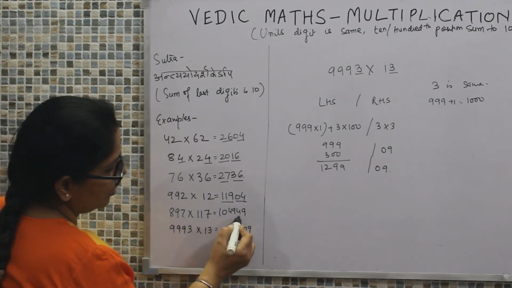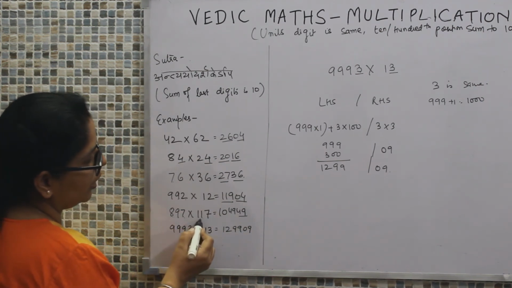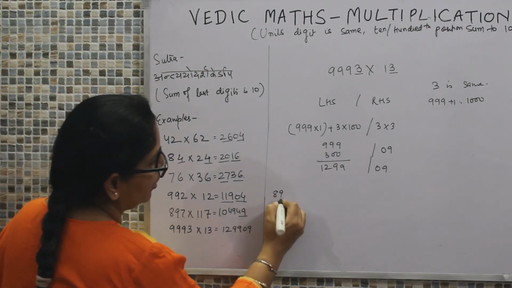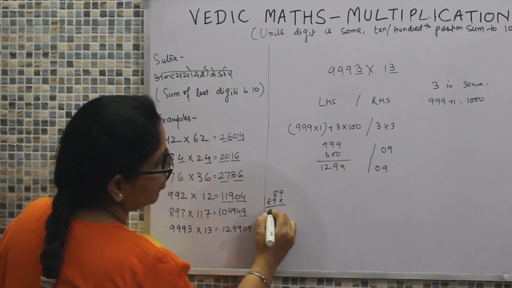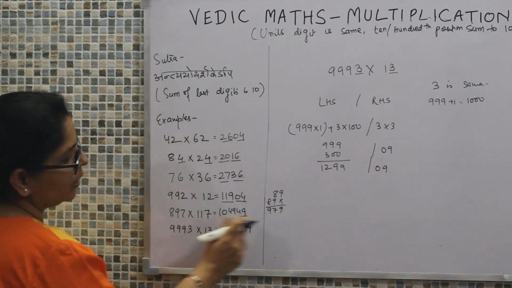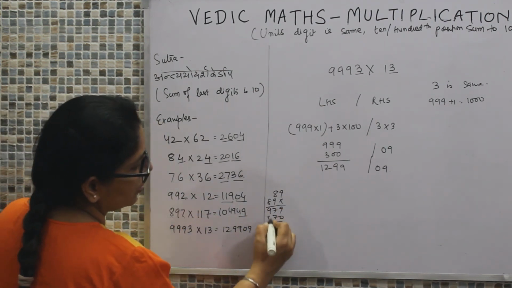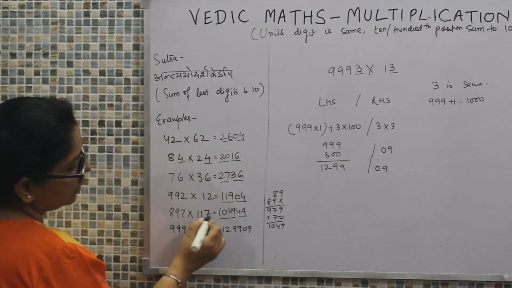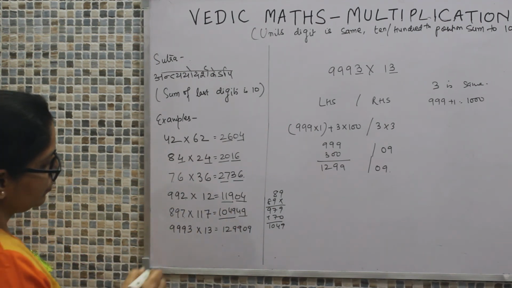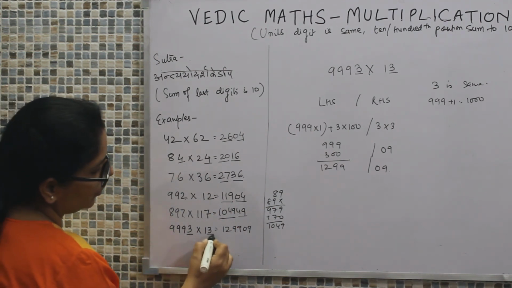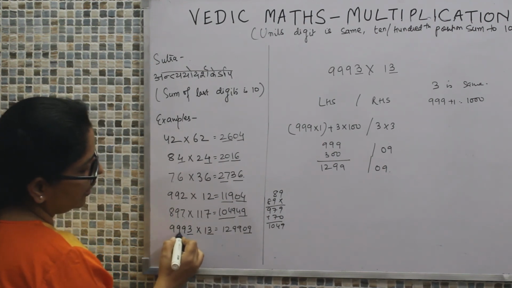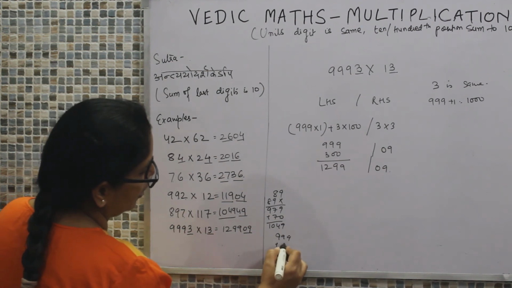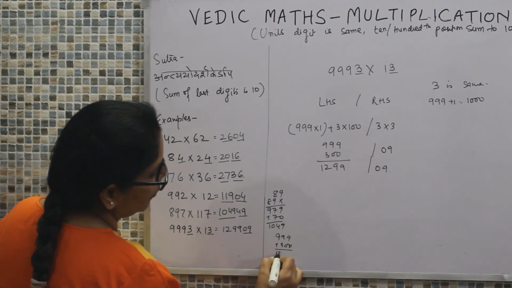Next, 7 into 7 is 49. 89 into 11 will come out to be 979. 979 plus 70. So that will be 1049. So that is 1049 and the RHS will be 49. Coming to the last, 3 into 3, that is 09. 999 into 1 is 999 and this 999 has to be added to 300 and the answer will be 1299.